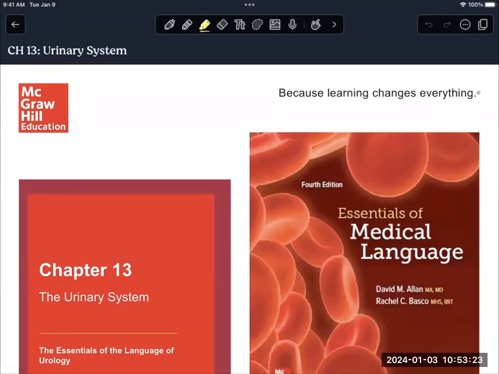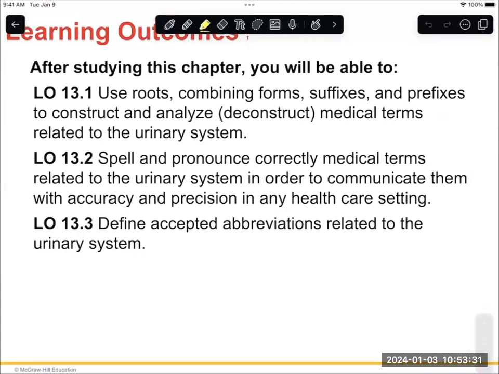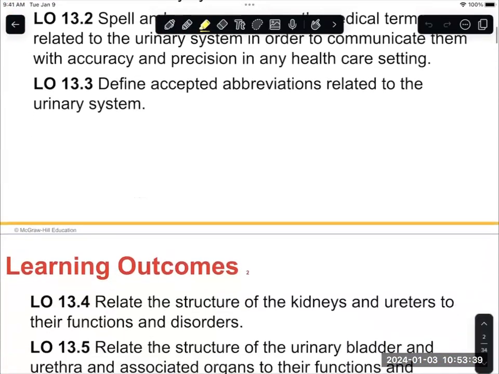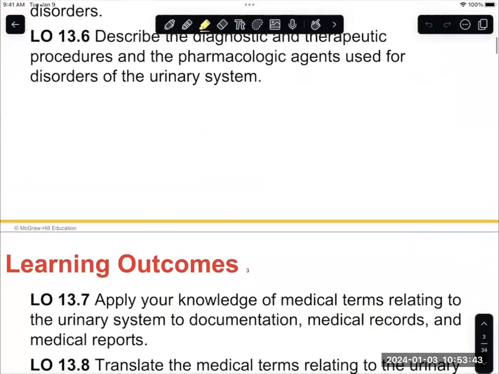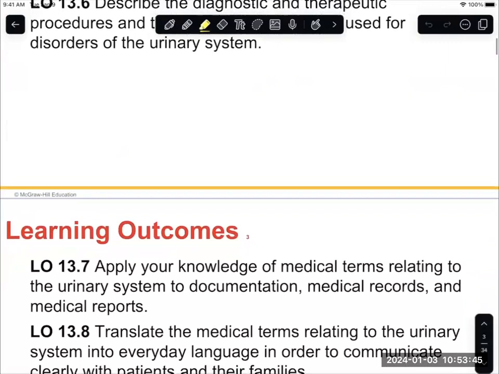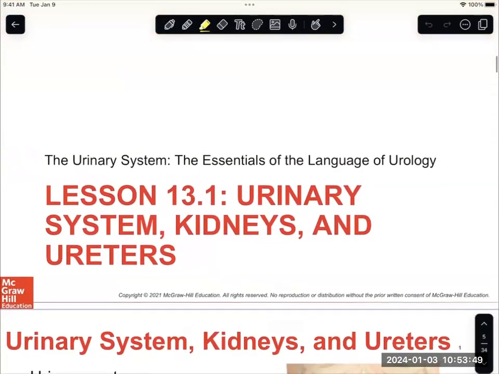Hello, welcome to Chapter 13, the urinary system. So we're going to go through the major terms for the urinary system. We're going to look at their prefixes, their suffixes, abbreviations, spelling, pronunciation, and the different structures of the different organs. So let's get started here with the urinary system.